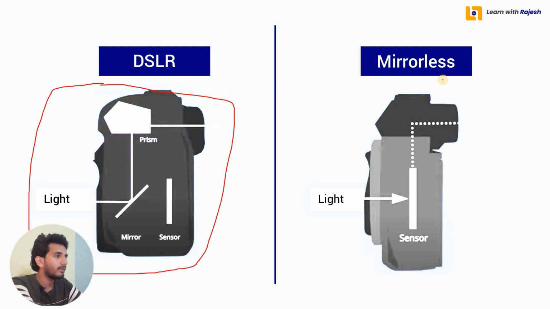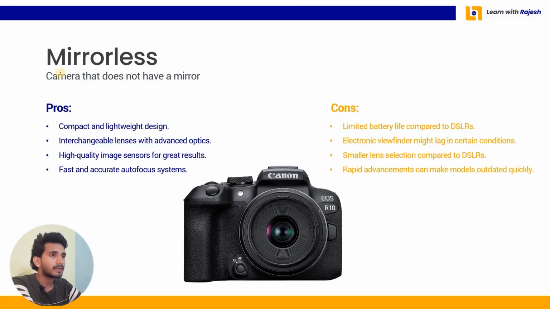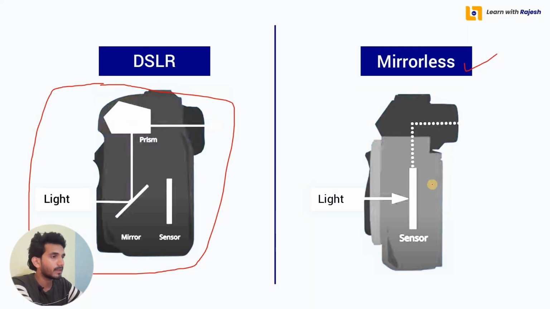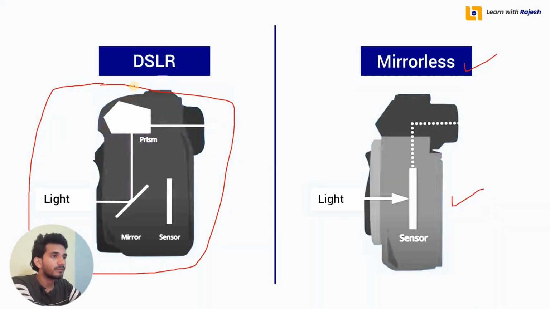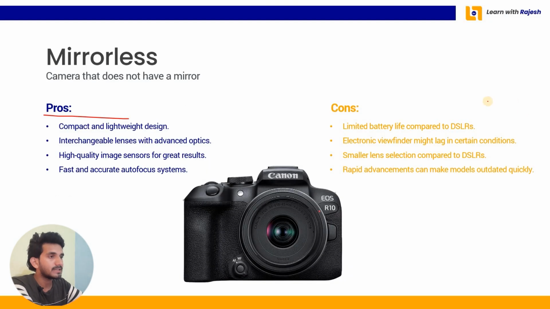When we are talking about this mirror mechanism, we will talk about this thing. And now we will discuss the mirrorless. What is a mirrorless? This is a camera that does not have a mirror. So here you will see there is no mirror, so this is a mirrorless. And if you talk about the pros, the compact and lightweight design. Here you will see there is a lot of stuff in this DSLR because there is a mirror as well, and here there is no mirror. So you will see the size is very compact and not very heavy.